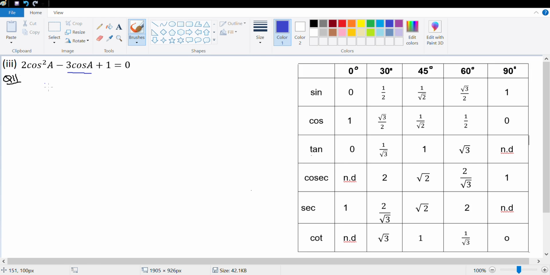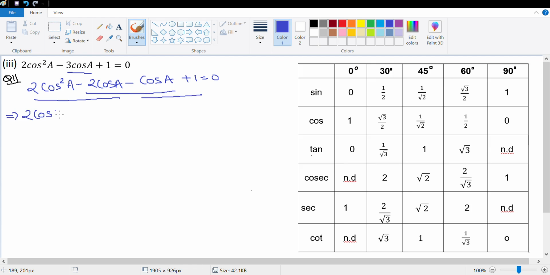So here I would split the middle term into two parts as minus 2 cos a and minus cos a. So this is splitting negative 3 cos a into two parts, and plus 1 is equal to 0. Now I combine the first two elements together and the second two elements together. So what comes from the first two elements is 2 cos a minus 1, and I take negative 1 common. This is cos a minus 1 is equal to 0. Cos a minus 1 is common in both these two terms.